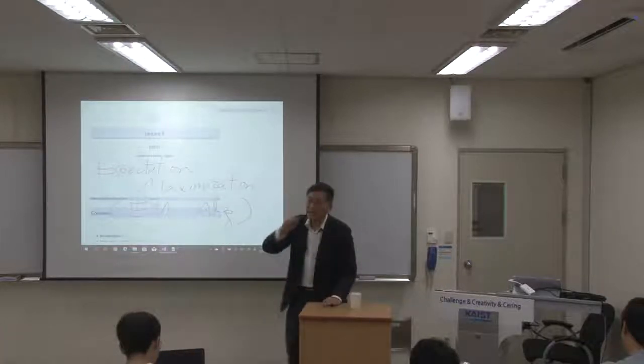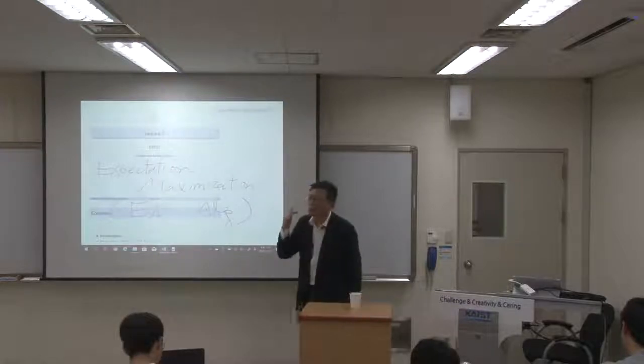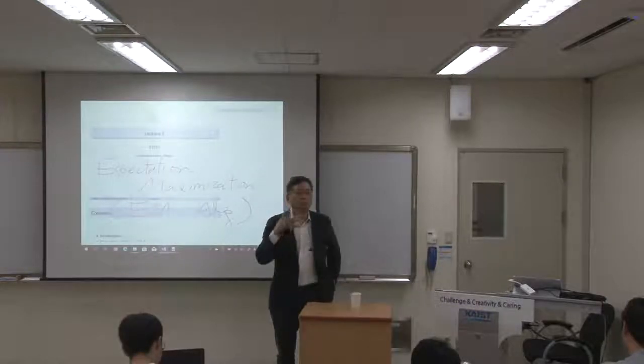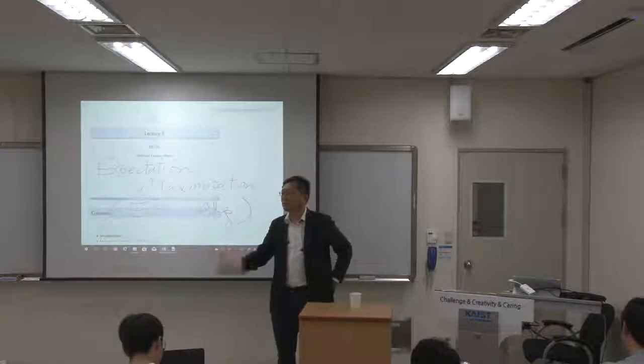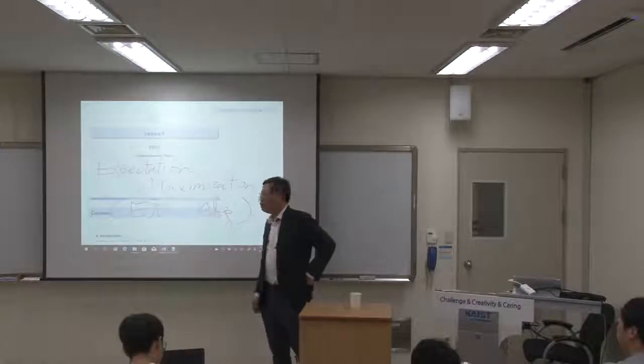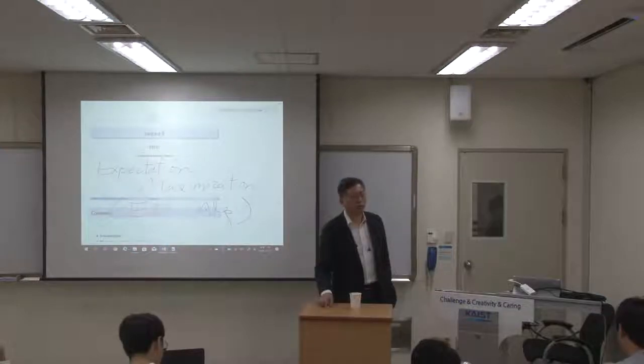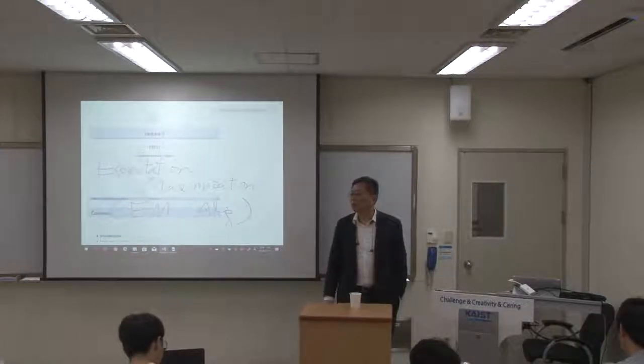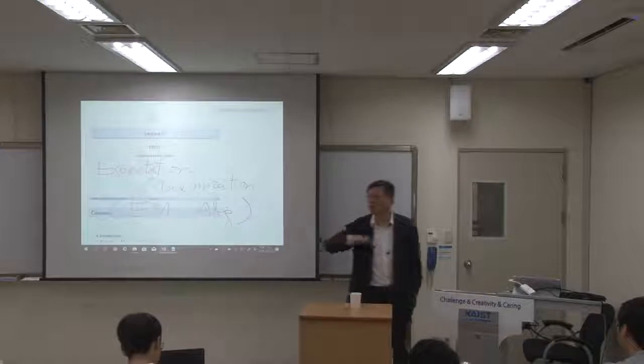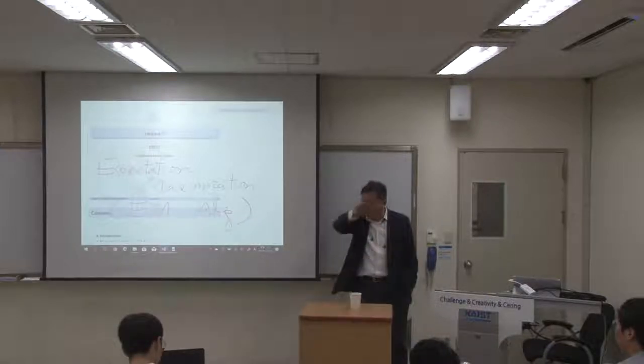So many algorithms these days, you get your parameter by gradient descent. But today I'm going to talk about expectation maximization. Does everyone understand the setting? What we are doing right now all the way?